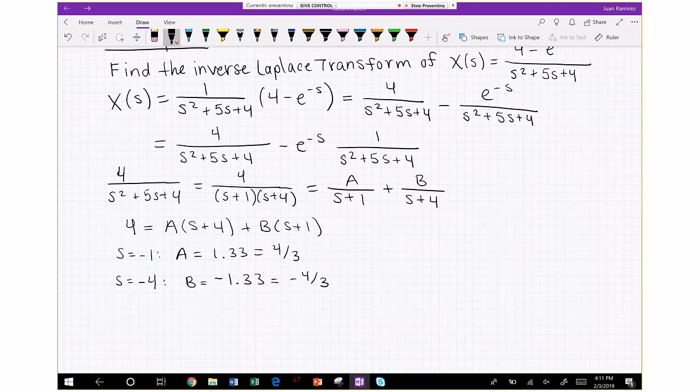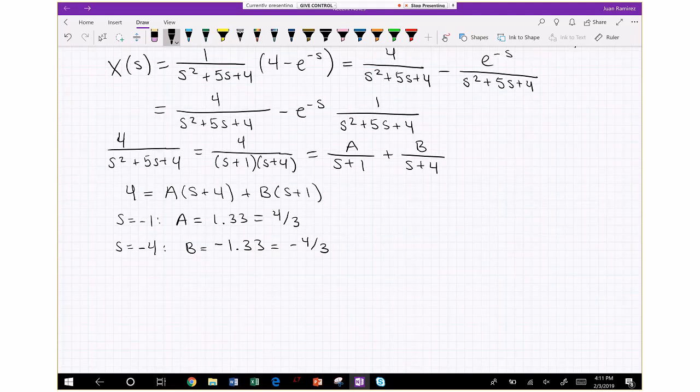Okay, well then, there's the other partial fraction. After disregarding, for a second, the fact that there's an e to the negative s, we probably remember from example 3 that all that will do is add a time shift. So disregard that for a second and only look at the 1 over s squared plus 5s plus 4. We do have to decompose that separately because the numerator 1 is different than the numerator 4.